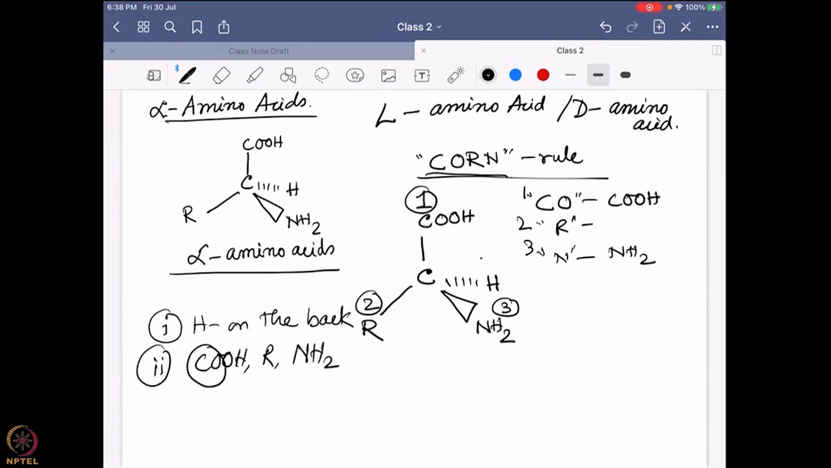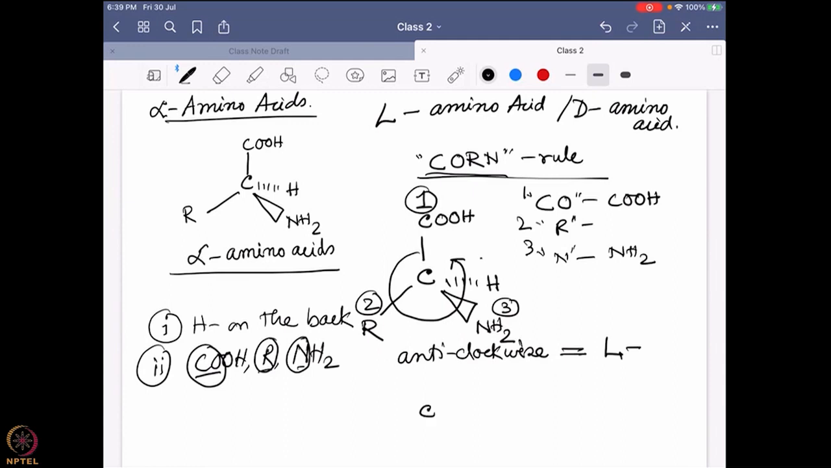This is not exactly the CIP rule. This is a rule defined much earlier than the CIP rule, so it's a little bit qualitative in nature. And over there, this carboxylic acid CORN group, you just find out and see how they're connected. So put 1, 2, 3 and see how they're connected. Over there you can see they're connected anti-clockwise. So if they're connected anti-clockwise, that will be an L amino acid.